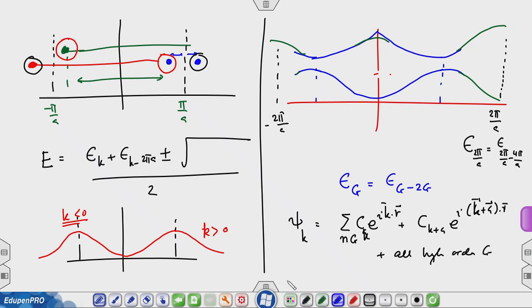And this gives Bloch's theorem, which I will talk about a little later, but right now that is what it is.